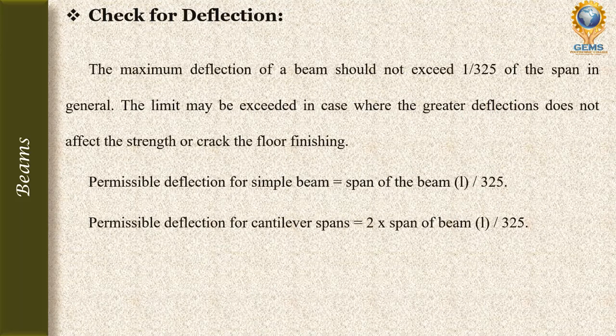Next is the check for deflection. The maximum deflection should not be greater than L by 325, where L is the span of the member. The maximum deflection of a member should not exceed 1 by 325 of the span. But in some cases it may exceed.